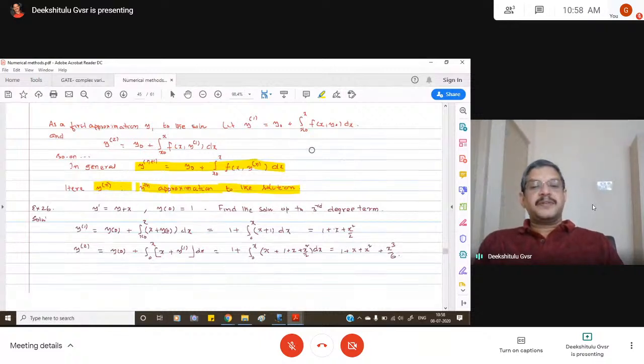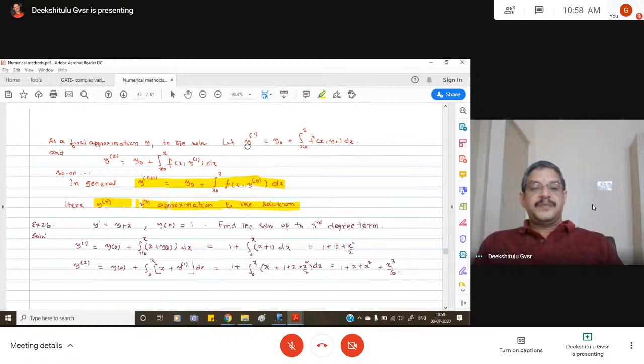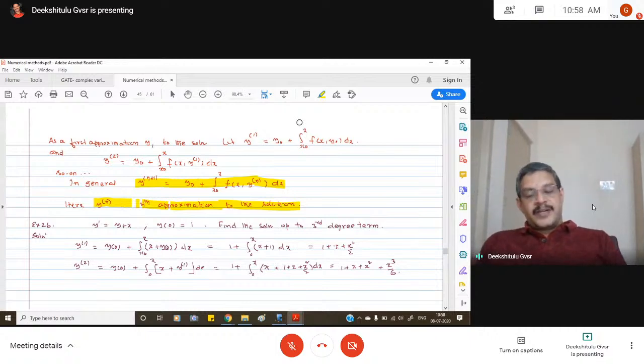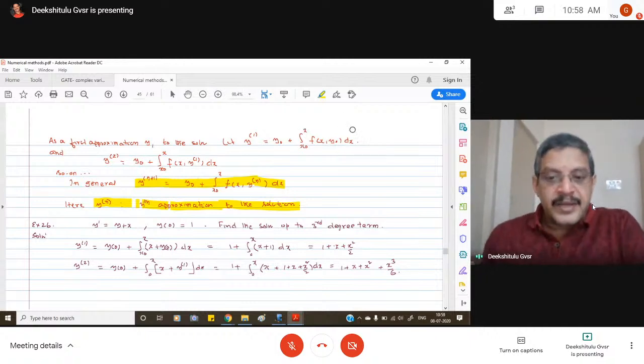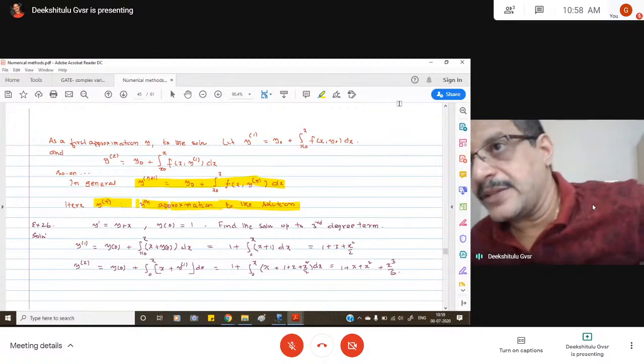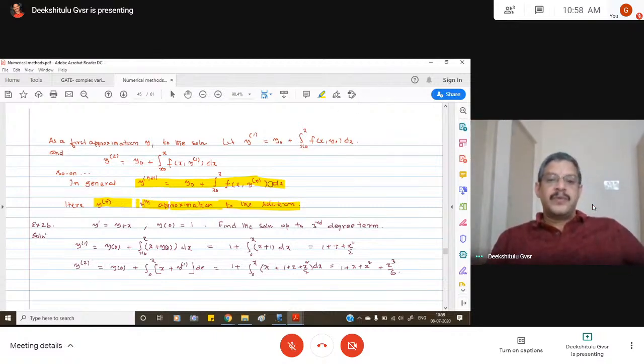So nth derivative is y(n+1) equals y0 plus the integral from x0 to x of f(x, yn) dx. So this is the scheme for Picard's method. Y(n+1) is equal to y0 plus the integral from x0 to x of f(x, yn). Okay. So question now, when n is equal to 0, we get y0.